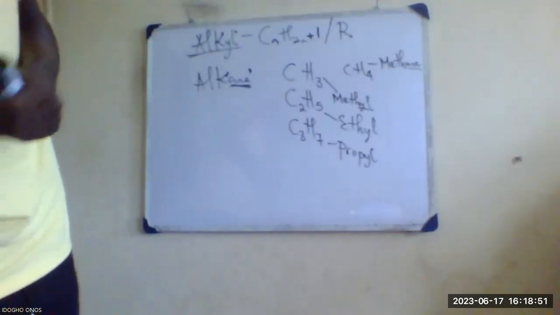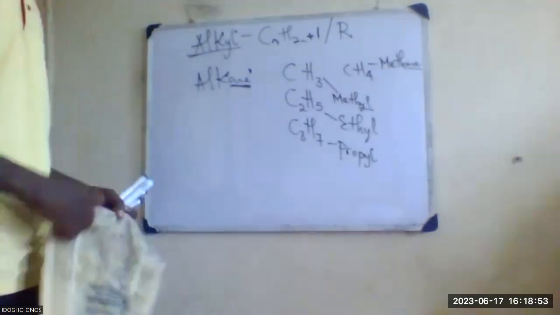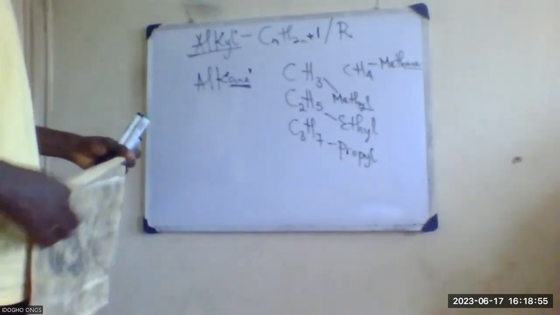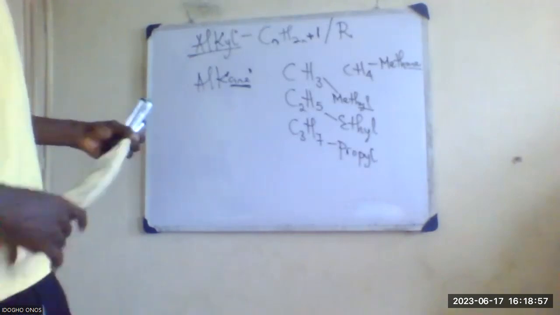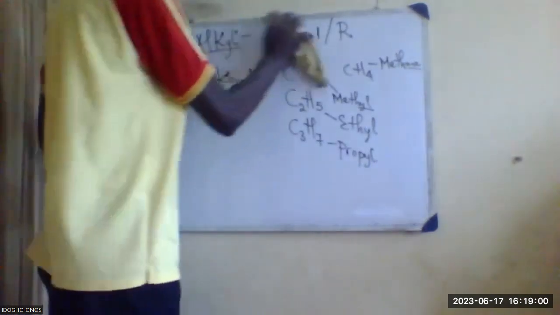Okay. Is it looking confusing, or let me throw more light on it? No, it's still okay. Okay. So that is for homologous series and their chemical properties and the rest.